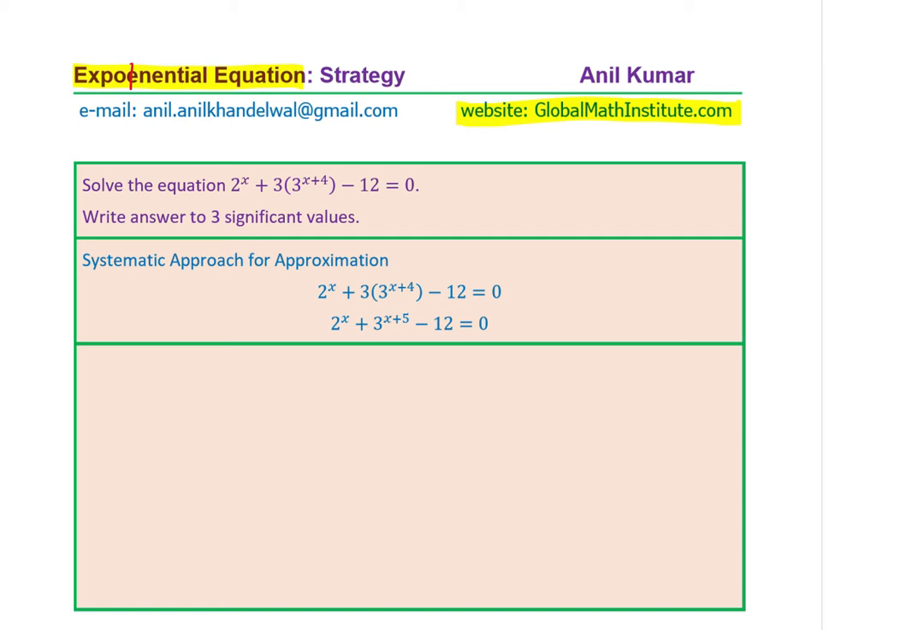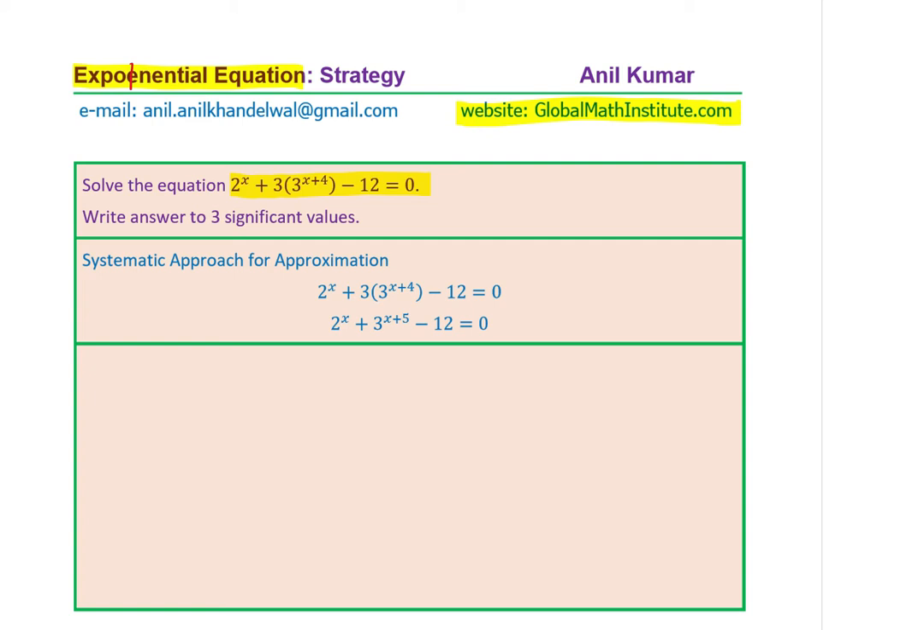The question is right before you. We need to solve the equation which is 2 to the power of x plus 3 times 3 to the power of x plus 4 minus 12 equals 0. We need to write the answer to three significant values. Now, how do we solve this? So we have a base 2 and we have a base of 3. And if you try to work with this equation, it is very difficult to use these standard ways and solve.